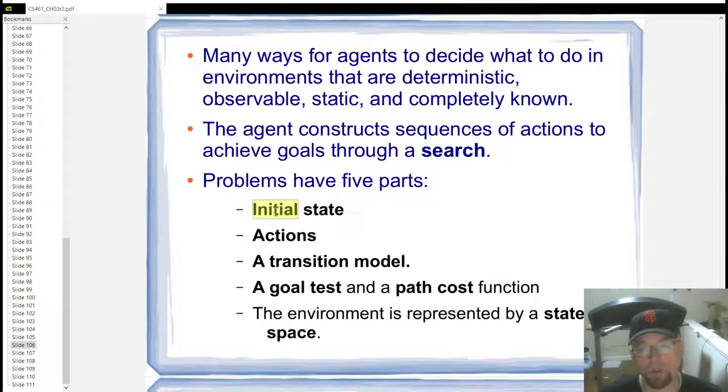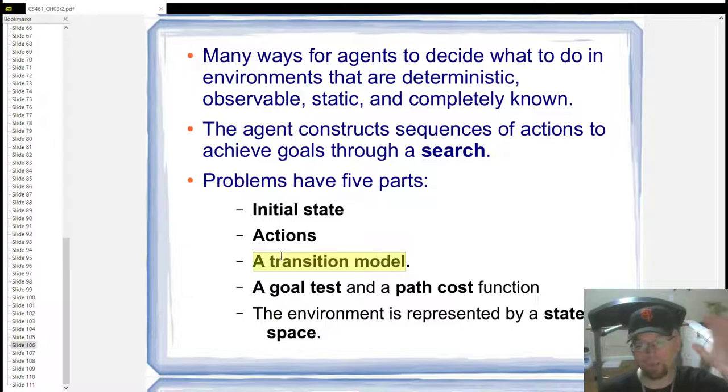So initial state, where are you starting from? What are all the possible actions you can take from a state? Okay. Then you have to have a transition model. So that was the results function we talked about. Remember that a state plus an action equals a successor state, okay? And so the search is doing all of this virtually, okay? It's doing all of it virtually, in memory.